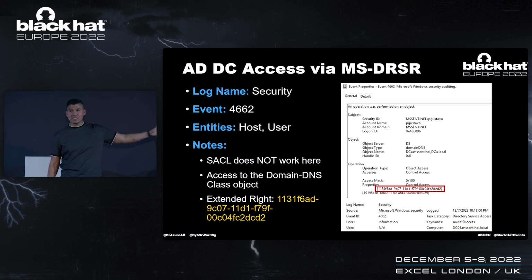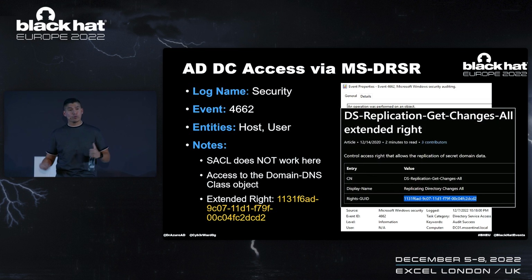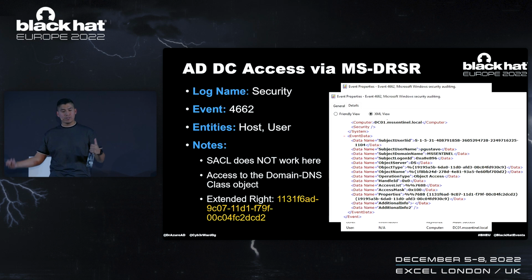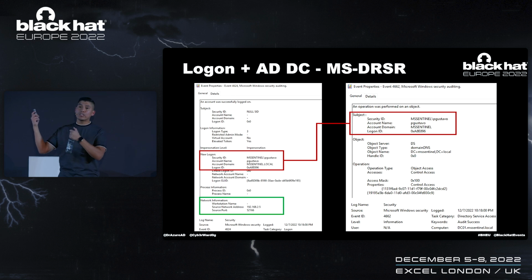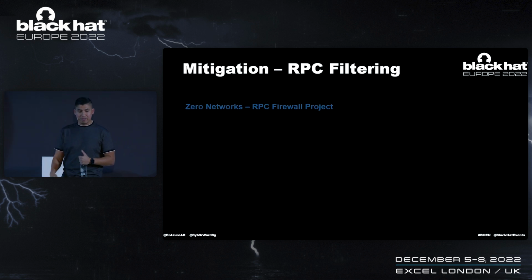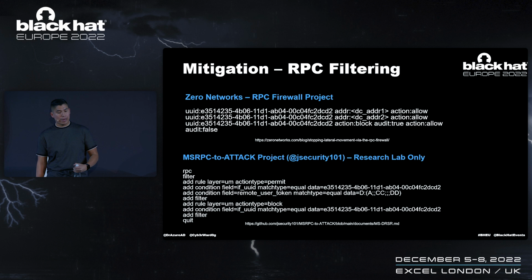4662 will show you not an access directly to the object, the key, but actually the interaction to access what's called the domain DNS class object. And if it uses an extended right that is related to synchronizing information from the domain controller, there is where you can start saying that this could be a suspicious DC sync potential attack. And you can correlate this with authentication events so you understand where this is actually coming from. And as I mentioned before, there is RPC filtering that you can use in order to restrict who can actually use this RPC protocol or interface with the domain controller. So really good projects.